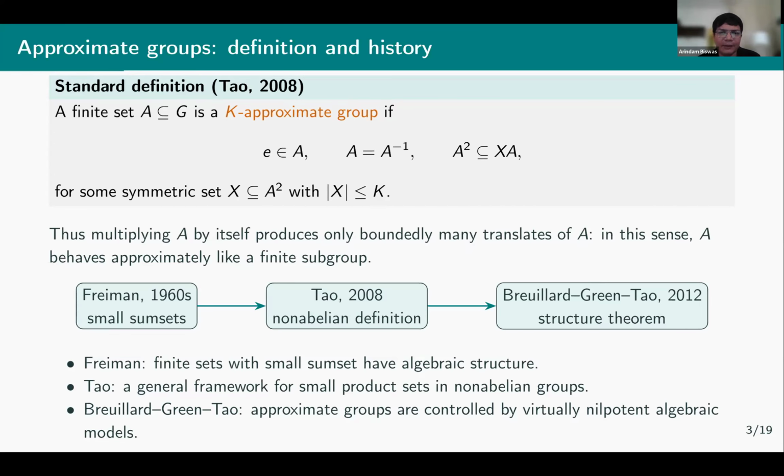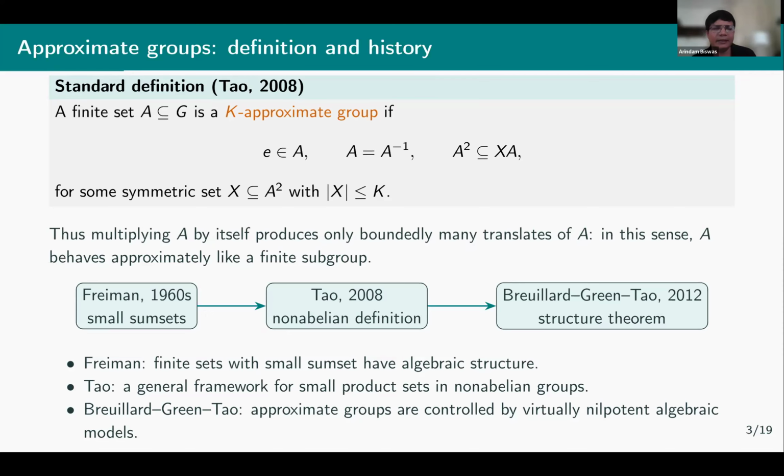You can see clearly that if K is equal to 1, then this is exactly the definition of a subgroup. And if you perturb K a little bit, say K equal to 1 plus epsilon, then it remains very close to being a subgroup. Thus multiplying A by itself produces only boundedly many translates of A, in the sense that A behaves approximately like a finite subgroup.